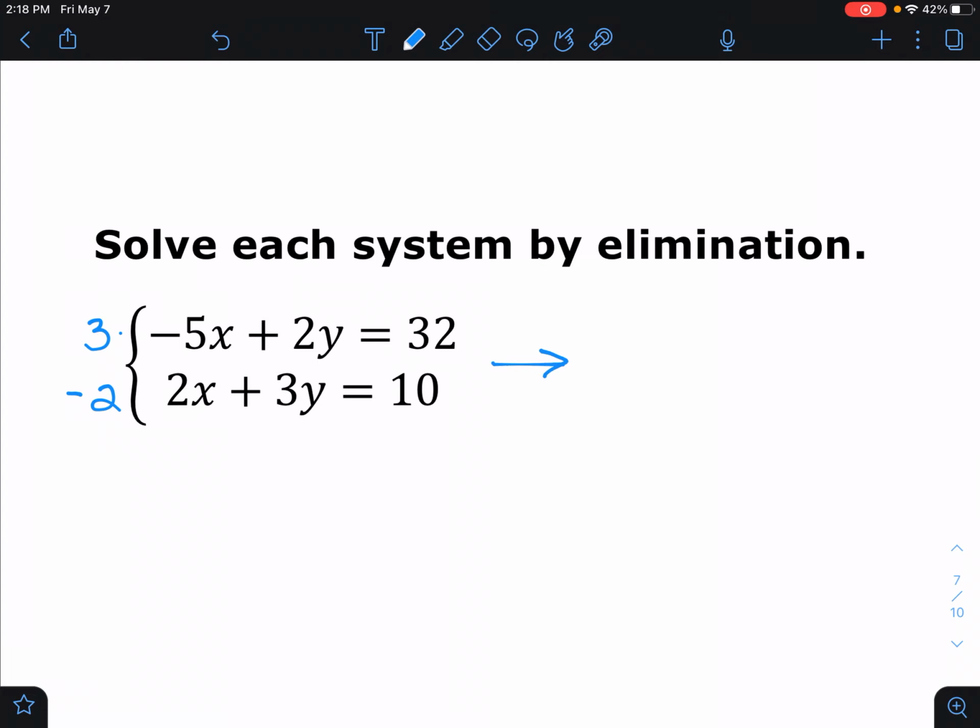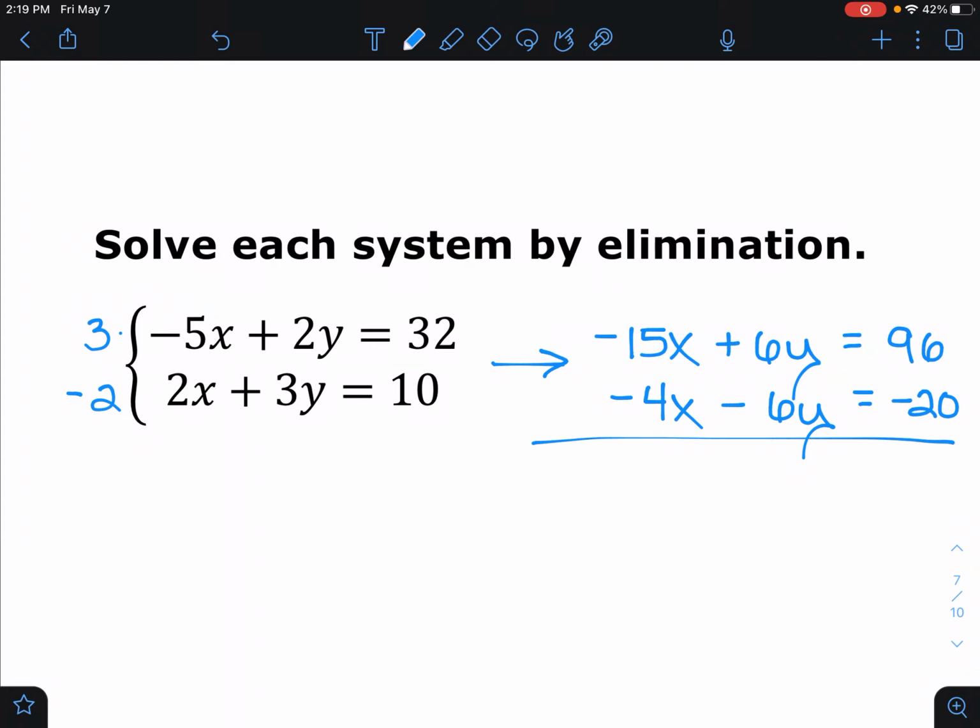So our new equations. Now this time we're multiplying both equations. So I'm going to take that whole first equation and multiply by 3. So this will give me negative 15x plus 6y equals 96. All right. Now the second equation, we're multiplying everything by negative 2. Make sure you do everything here. So this would be negative 4x and then minus 6y. This was the goal. We wanted opposites here. We got opposites. And then equals negative 20.